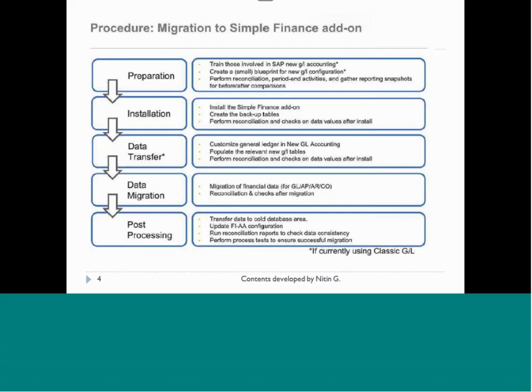Data transfers. Customize GL and new GL accounting. This is a condition where, if you are on classic GL, then you have to first customize new GL, populate the relevant new GL tables, and perform reconciliation and checks on data values. Then you do all your checks, classic GL to new GL reconciliation. That's a data transfer. That's why the terminology is different: data transfer and data migration. Transfer is from classic to new, and migration is to HANA Finance.